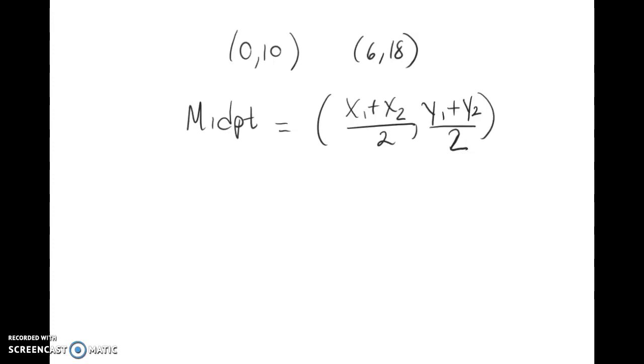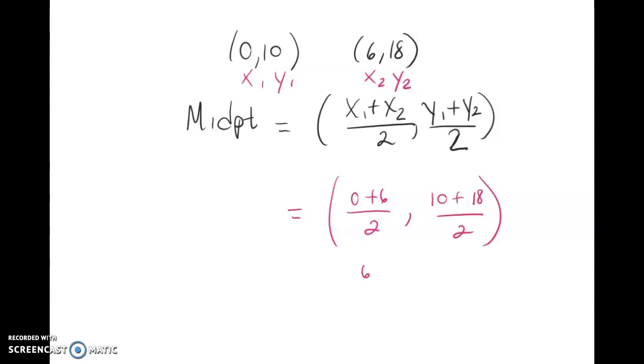So again, you're going to start by labeling the points and then simply plug them into the formula. So it's going to be (0 plus 6) divided by 2, and (10 plus 18) divided by 2. So that would be 6 over 2 as my x coordinate, and 28 over 2 as my y coordinate. Simplifying this, I end up with a midpoint of (3, 14).